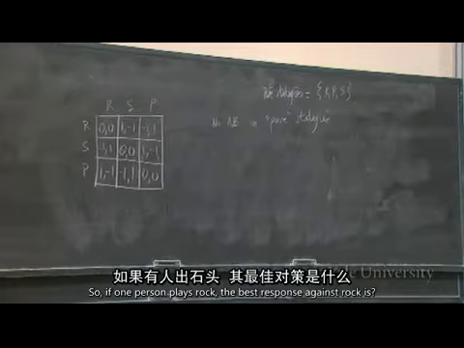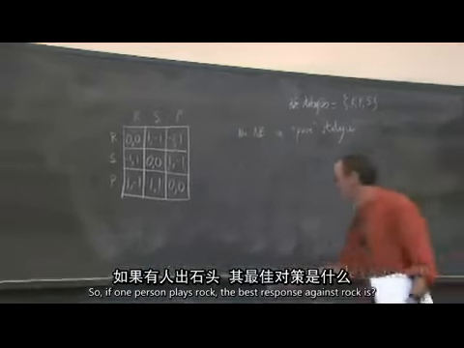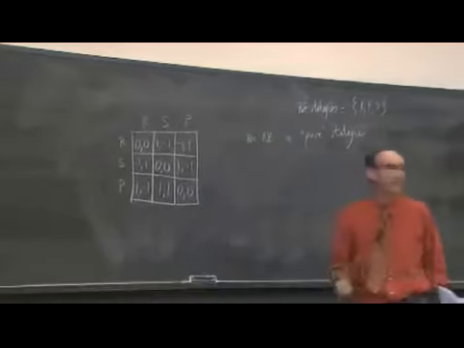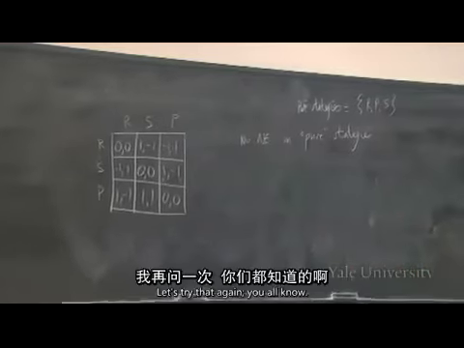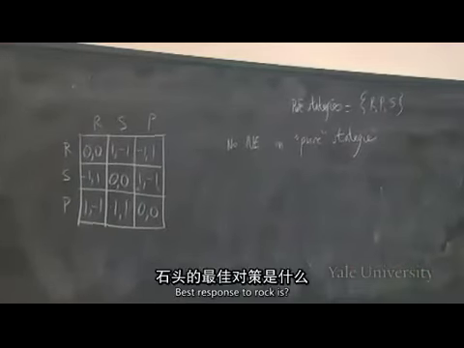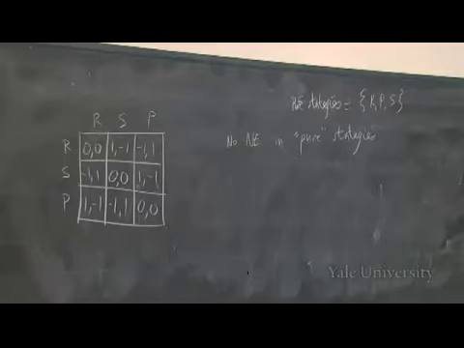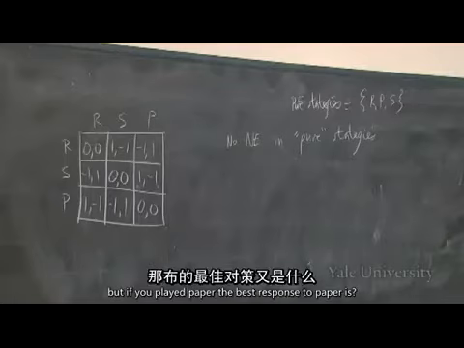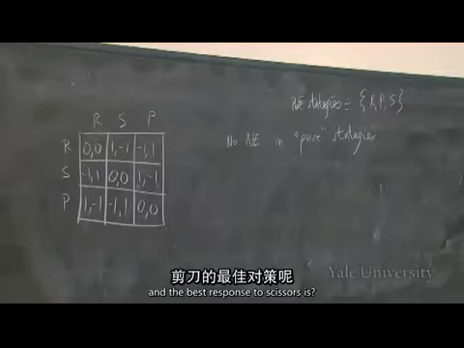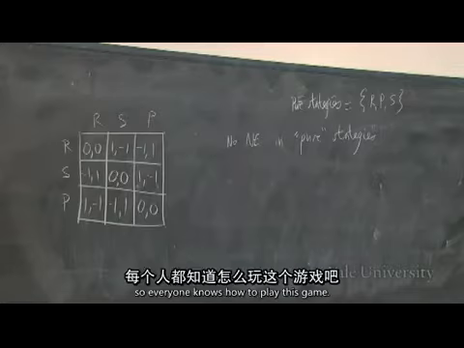So if one person plays rock, the best response against rock is... let's try that again. You all know. Best response to rock is paper. But if you played paper, the best response to paper is... and the best response to scissors is... okay, so everyone knows how to play this game.